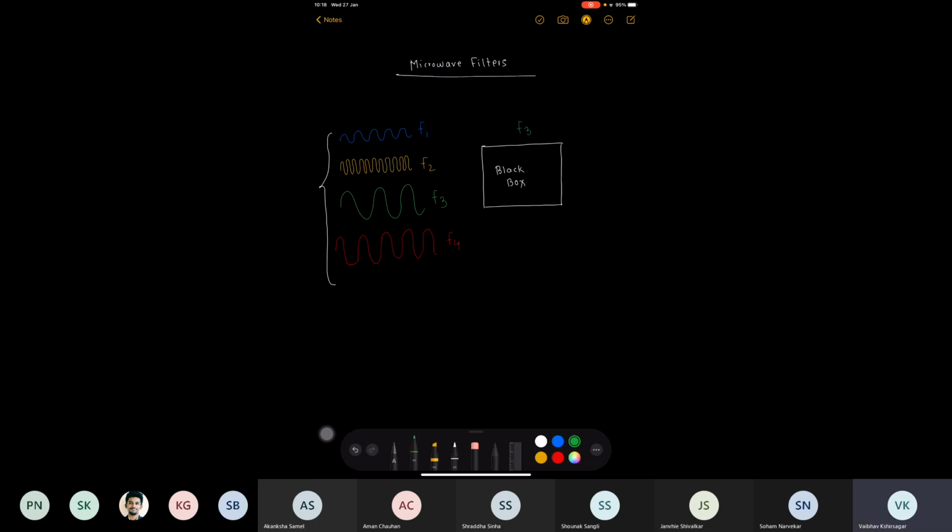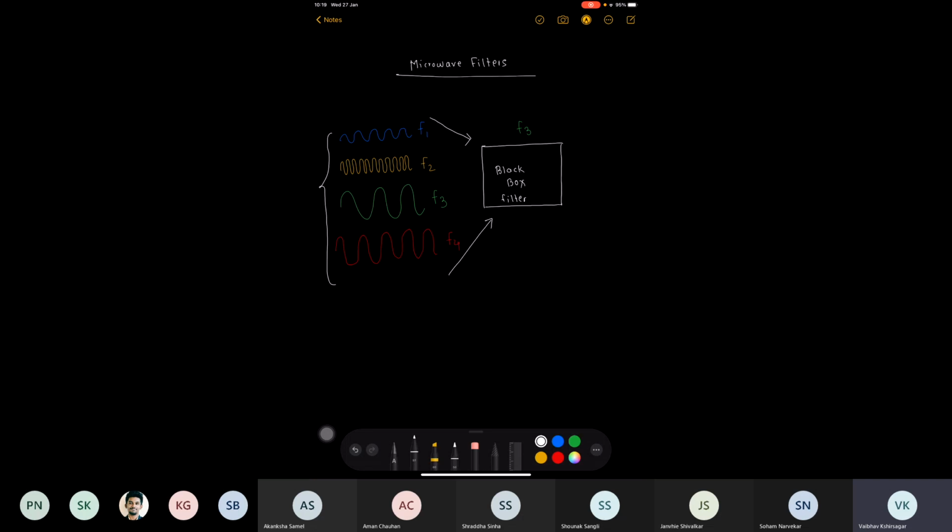For that, we will make use of a device, which we labeled as a black box. This black box is nothing but a filter circuit. What this filter is supposed to do is take as input all these frequency components together. So at the input of this particular filter, we have a broad spectrum of signals having different frequency ranges.